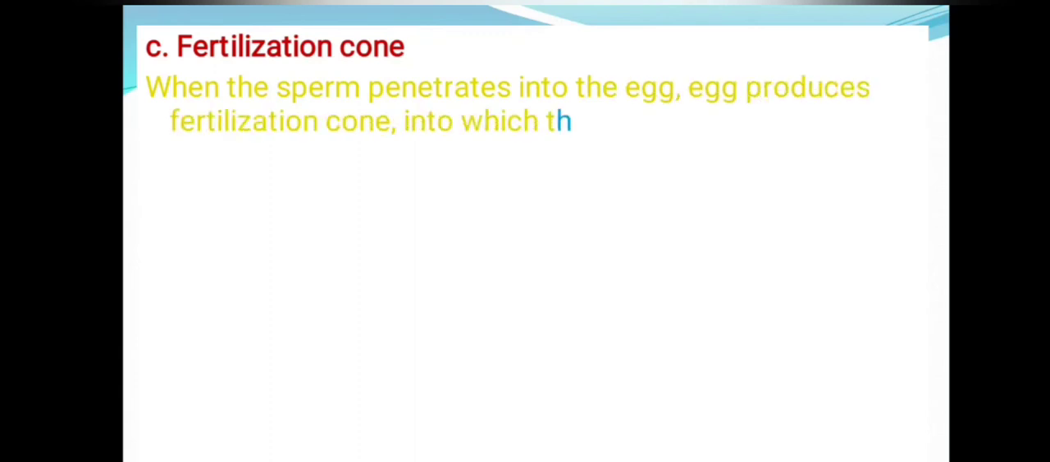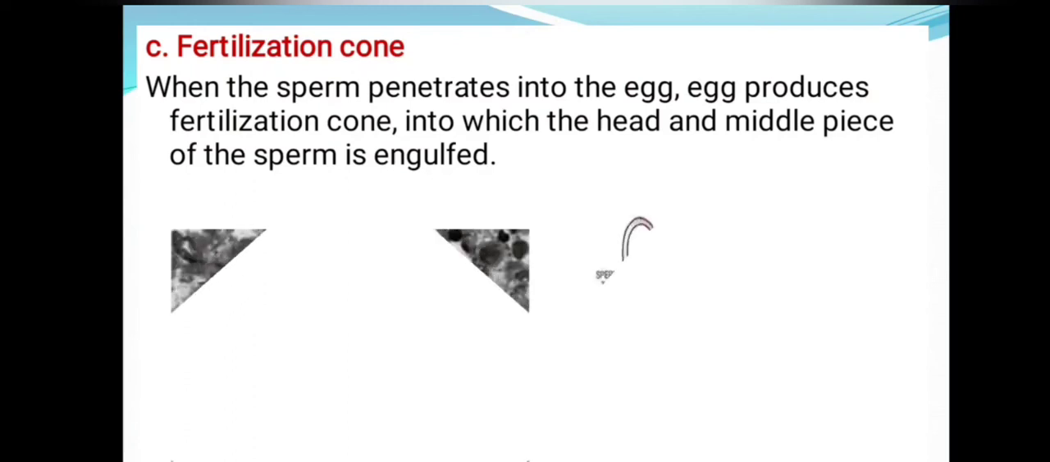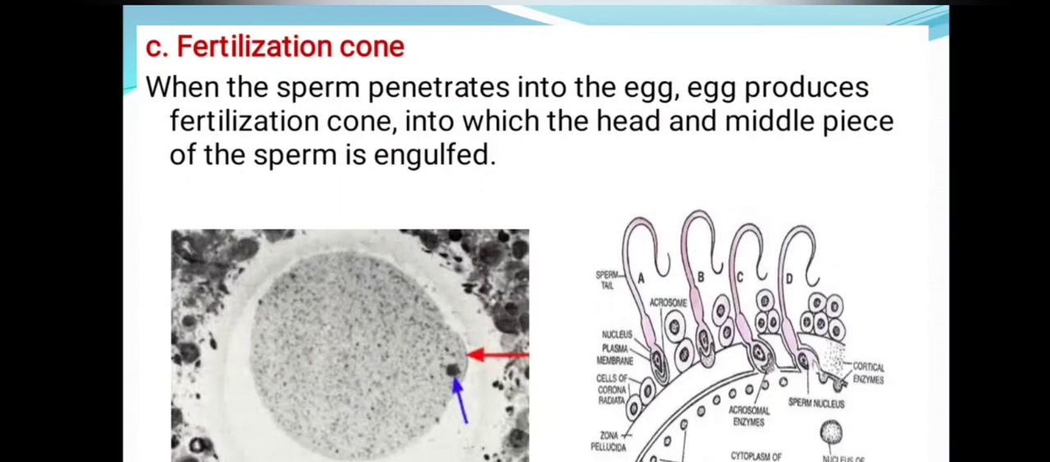After this cortical reaction, for the sperm which is outside the oolemma, that is the plasma membrane of the secondary oocyte, the fertilization cone is going to form. That means when the sperm penetrates into the egg, the egg produces a fertilization cone into which the head and middle piece of the sperm get engulfed. This is how the sperm enters into the cytoplasm of the egg through the plasma membrane of the egg.